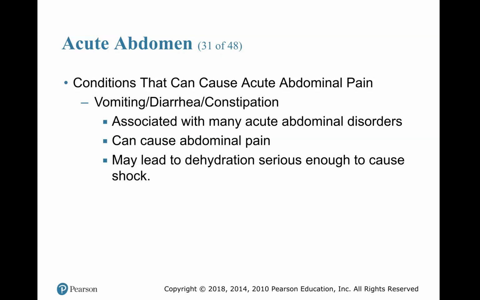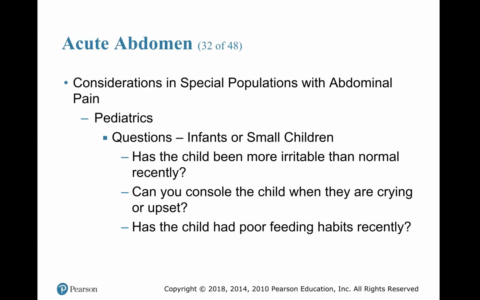Vomiting, diarrhea, and constipation, associated with many acute abdominal disorders, can cause abdominal pain. They may lead to dehydration serious enough to cause shock.